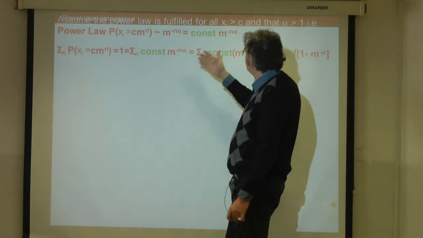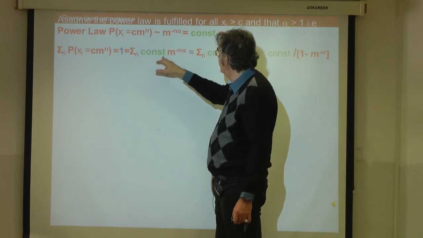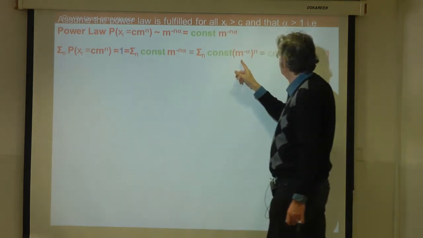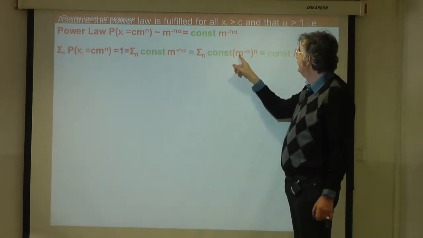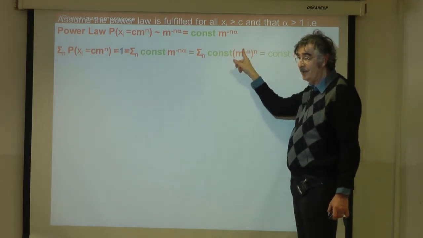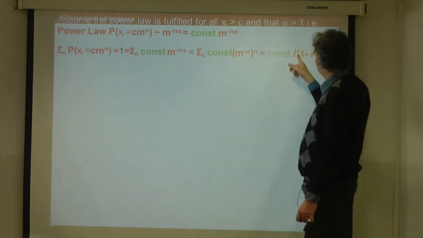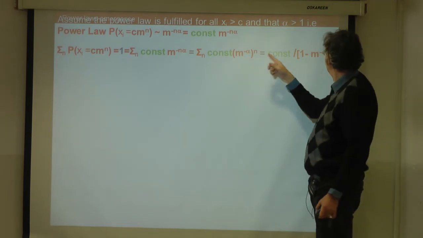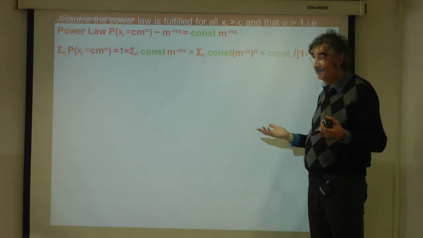Okay. So in order to do that, I say the sum has to be equal to 1. Therefore, this entire sum here has to be equal to 1. The constant, of course, goes outside. And I have the sum of m to the minus alpha to the n. But if I call m to the minus alpha x, then this entire sum is equal to 1 over 1 minus x.